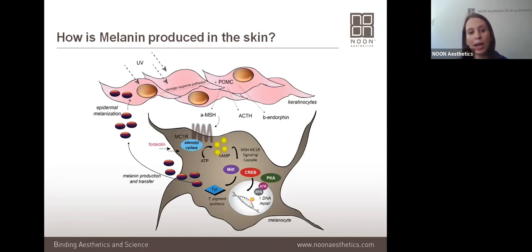So this is why I'm mentioning all of this, because I want you to know that there are a lot of stages over here, and the recommendation is to use at least 3 different melanin inhibitors, since we can't really know which stage is malfunctioning.